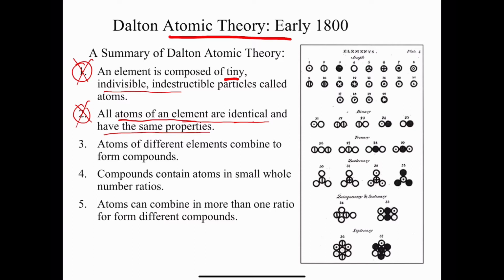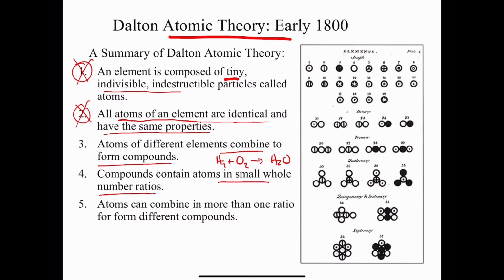So number 3, atoms of different elements combine to form compounds. That's an example of like hydrogen and oxygen. We could make H2O. Number 4, compounds contain atoms in small whole number ratios. That's also correct. We're never going to have half of an atom, for example.